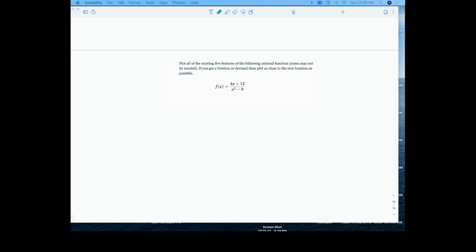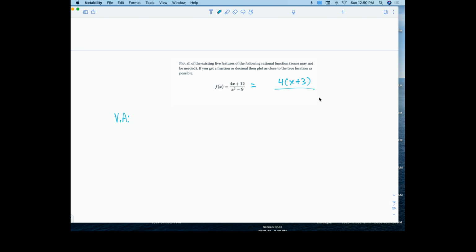All right, y'all. So here they're asked to plot all the existing 5 features of a rational function. So we're going to plot, we'll start with the vertical asymptote. That's the first one they're asking for. So again, you always want to factor the function first.